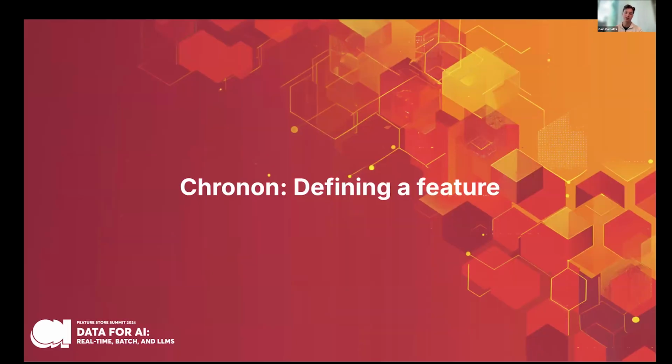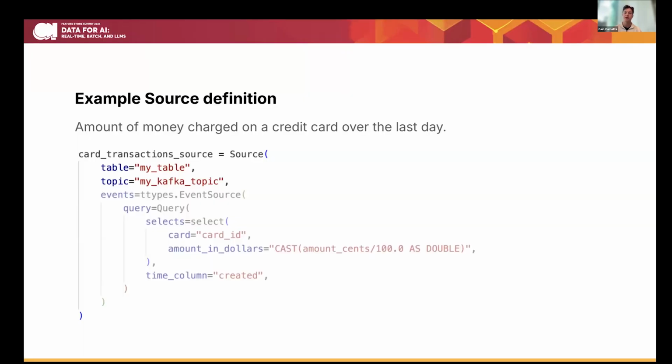The first thing I'd like to walk you through is a simplified example of how a feature is defined in Shepherd using the Chronon API. We'll build upon this example for the rest of the presentation to demonstrate how our streaming infrastructure operates and how data flows through the system. So the feature we'll be creating is a simple streaming feature that you might encounter in a payment fraud model. It corresponds to the amount of money charged on a credit card over the last day.